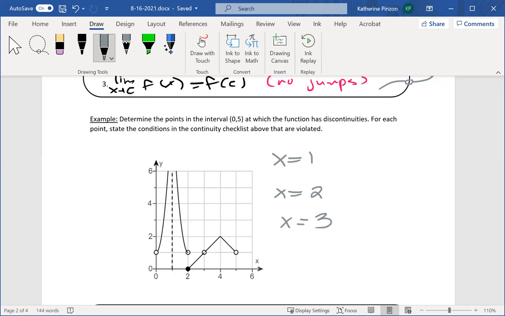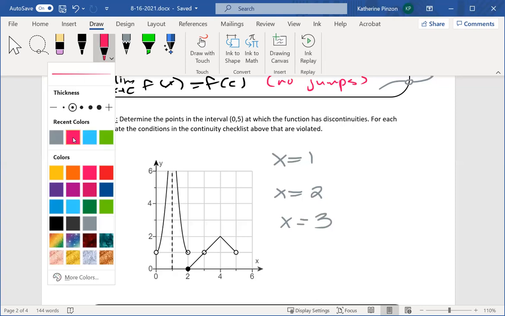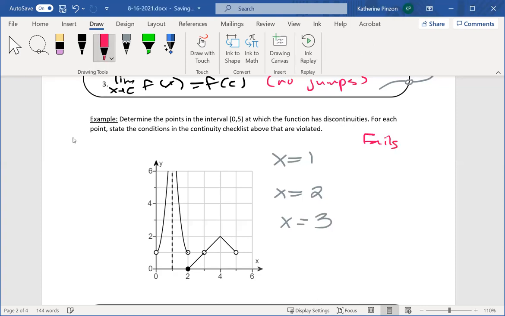Does the function exist? At x equals 1, does the function exist? No, there's an asymptote, right? So condition 1 fails. Does the limit exist? No, because it goes like to infinity, right? And then can they be the same if neither of those exist? No. If condition 1 or 2 fails, then condition 3 has to fail. So this is going to be it fails 1, 2, and 3.